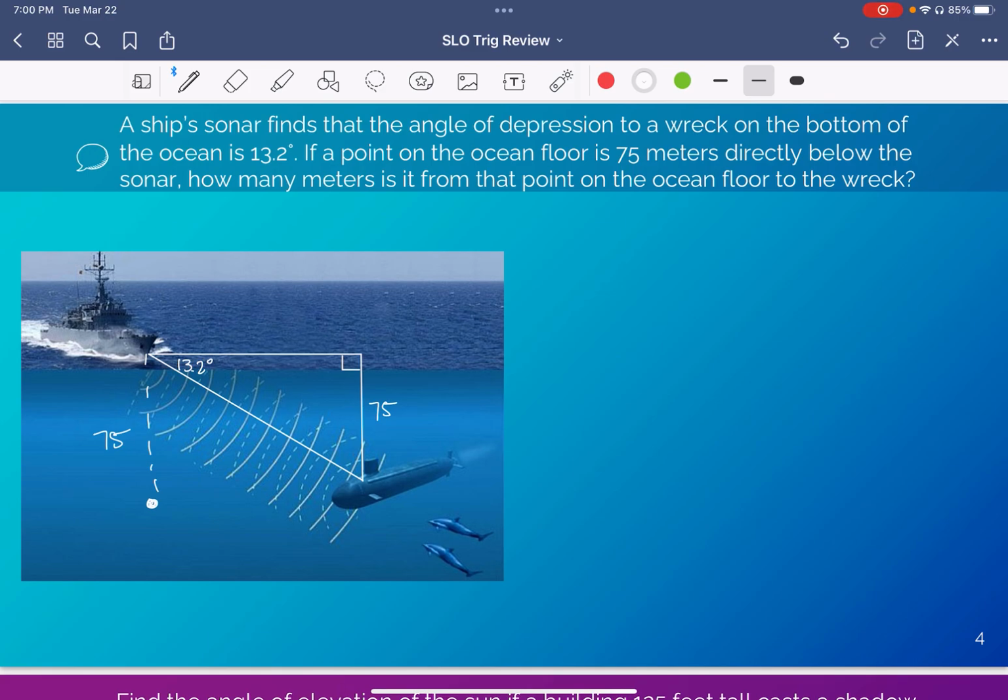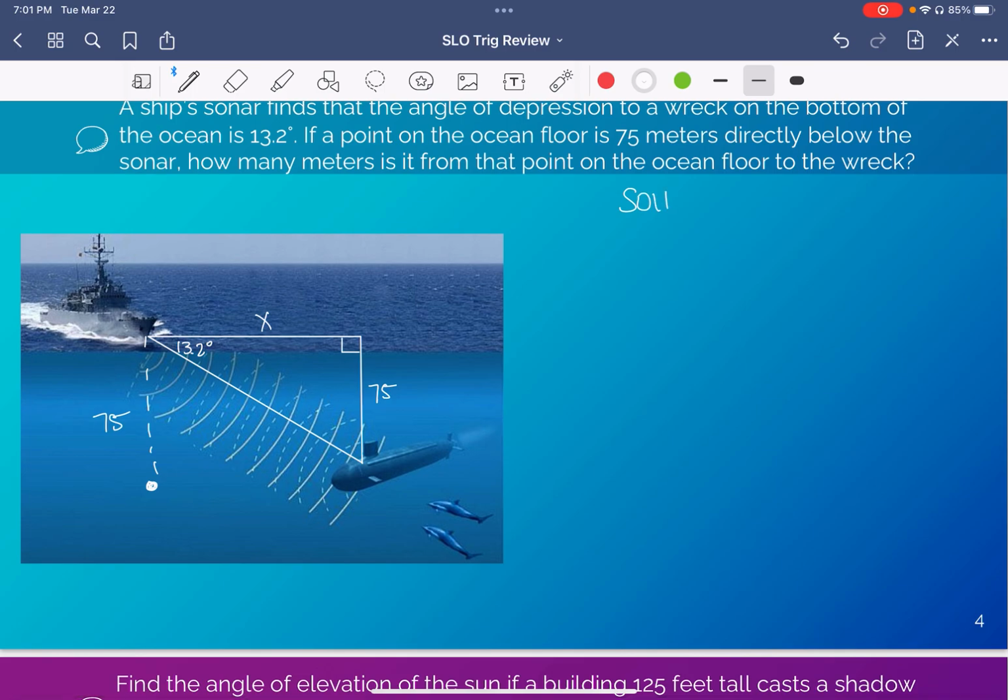And the question says, how many meters is it from that point on the ocean floor to the wreck? So again, this is the point on the ocean floor that's directly below the sonar. From this point on the ocean floor to the wreck, that creates a horizontal line. That horizontal line is the same that we have on top of our triangle, therefore we're solving for that horizontal line. Again, we're going to use SOHCAHTOA, and we are going to label our sides. So across from the 90 degrees is the hypotenuse, across from theta is the opposite, and next to the angle is adjacent. We have opposite and adjacent, so we're forced to use tangent.